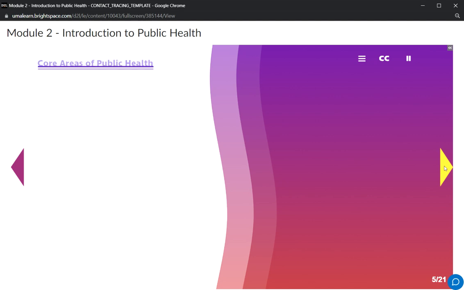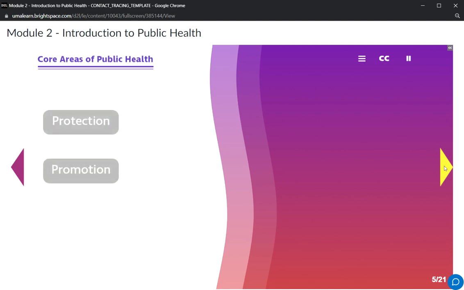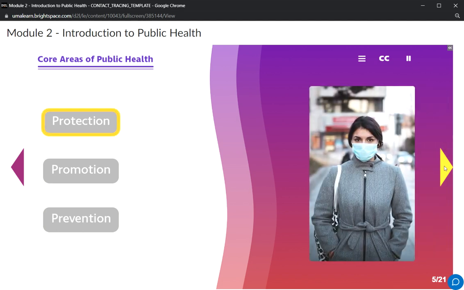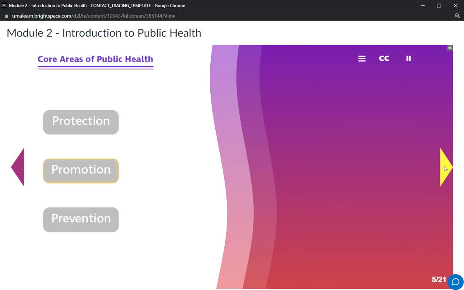There are three core areas of public health: protection, promotion, and prevention. All three areas aim to improve health outcomes of populations. The first, protection, focuses on the control of infectious disease, the management of environmental hazards, the maintenance of healthy workplaces, and the management of health emergencies.